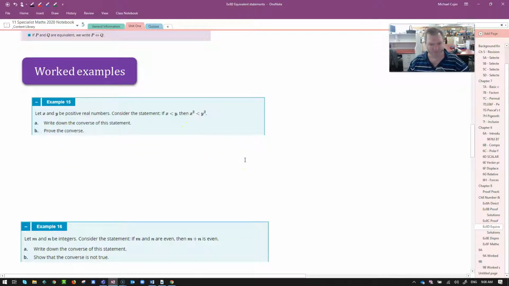Let's have a look at example 15 here. X and Y are positive real numbers. Consider the statement: if X is less than Y, then X squared is less than Y squared. Write down the converse. Well, it's if X squared is less than Y squared, then X is less than Y. That's the statement we can go with.